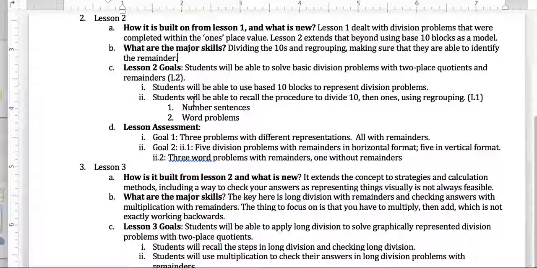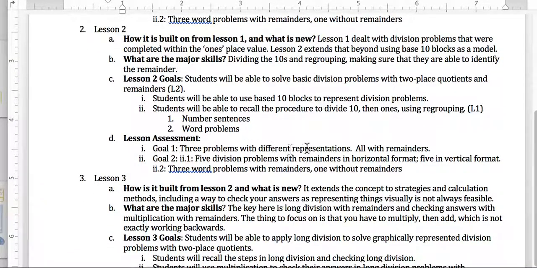My lesson 2 goals then, that I want them to be able to solve basic division problems with two-place quotients and remainders. The first goal is they can use or visually represent things with base 10 blocks. And then the second goal is they will be able to recall the procedure to divide tens and then ones using regrouping. I want them to do it with number sentences and word problems. My format's going to be the same as lesson 1, same mix, right? 3 visual representation problems. Then I have my 5 division problems in a horizontal, 5 in a vertical format, and 3 word problems. All again using double-digit quotients, making sure they have to divide the tens column.